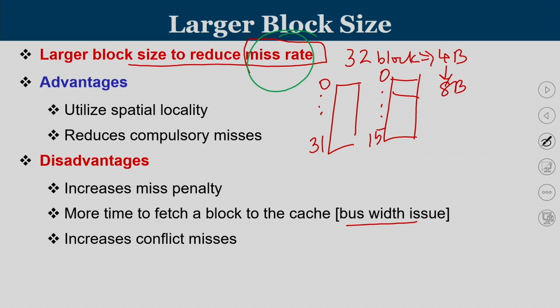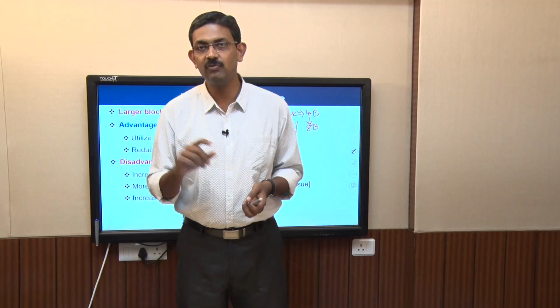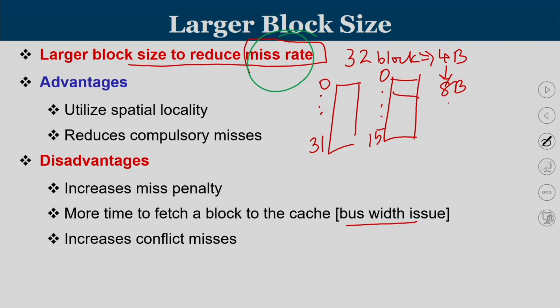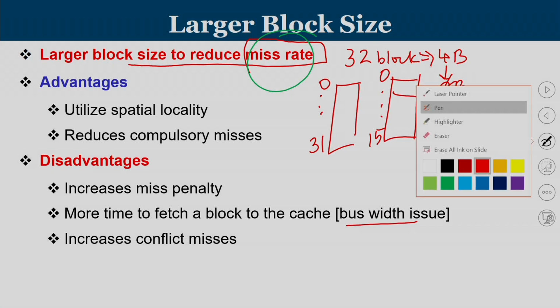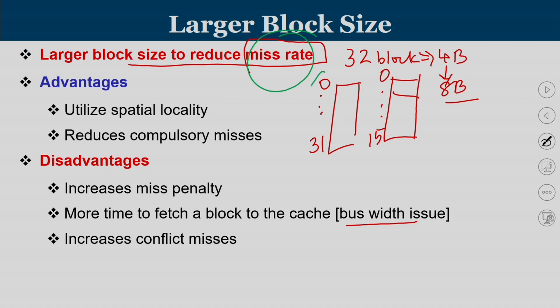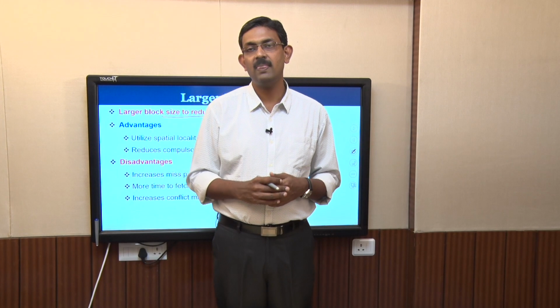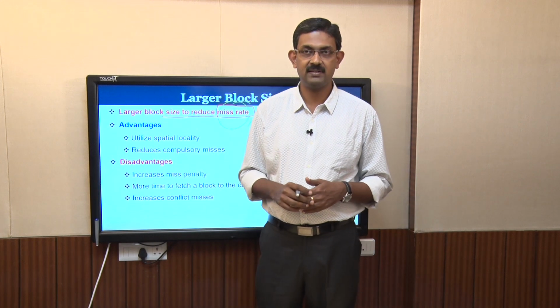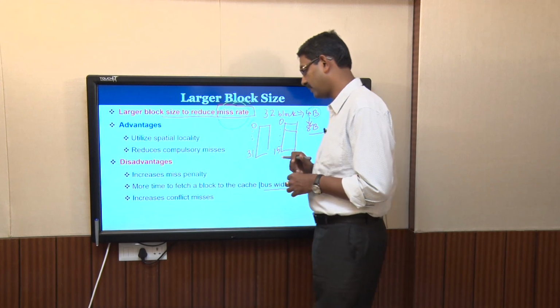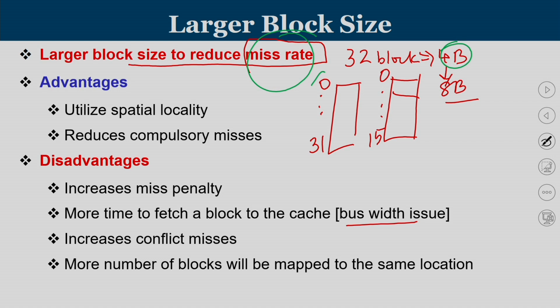So, the entire main memory is now mapped to one among these 16 blocks. If you have a larger block size of 8, or in the previous case your entire main memory was mapped to one among these 32 blocks, where the block size is equal to 4. Since the number of blocks is reducing, that will lead to more conflicts, and such a miss is known as a conflict miss. More blocks will be mapped to the same location. This is what we have seen now.